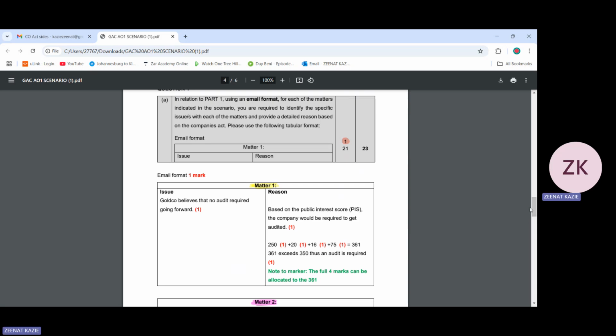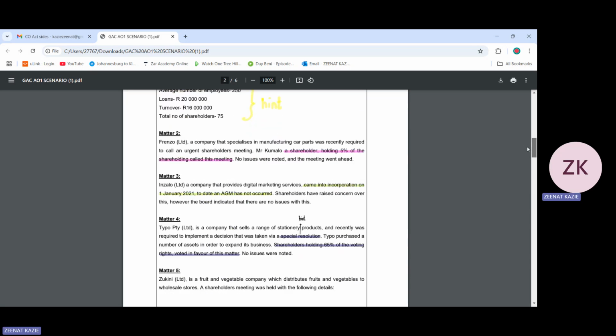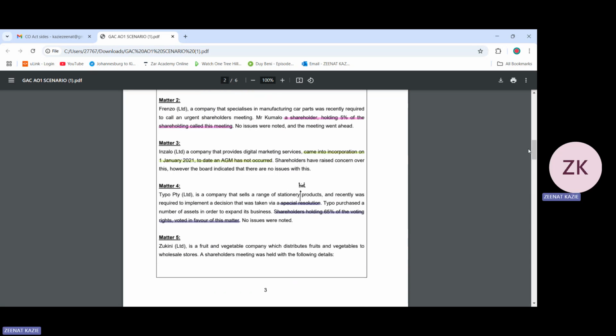And that's basically it for matter one. Your issue is directly from the matter, and your reason is based on the knowledge you have of the Companies Act. So it's not so bad. I know the Companies Act is a lot, but if you read with understanding, it's not too bad.